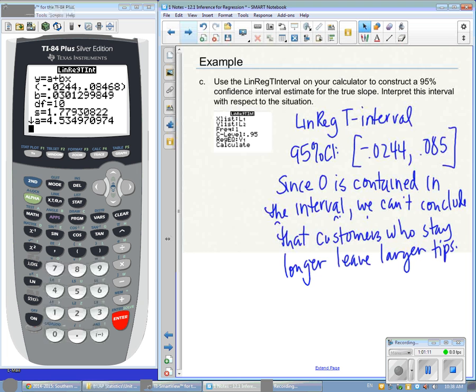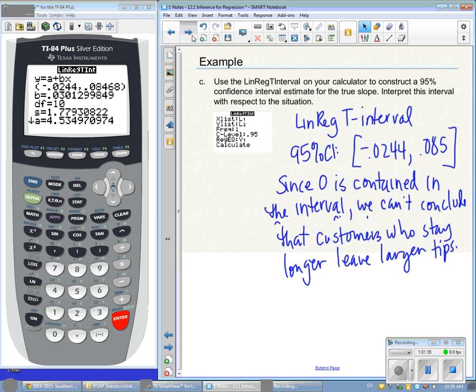You could also say that the rate of change in tip per minute is anywhere from a -2 cents to a +8 cents. You could say it that way as well. You'd want to say we're 95% confident that the change is between those two values. But I think to answer the question is what's really important here. And so we really can't conclude that they leave larger tips.